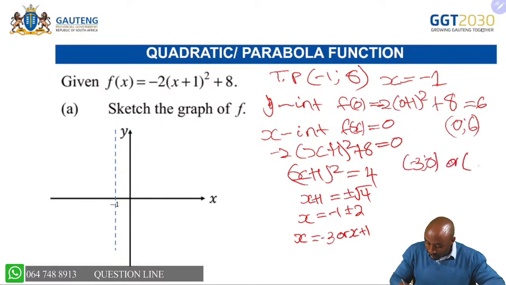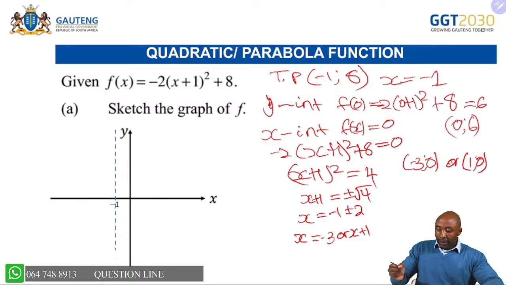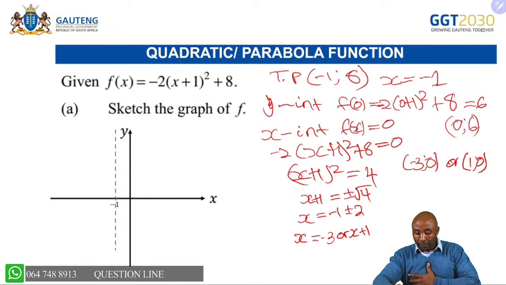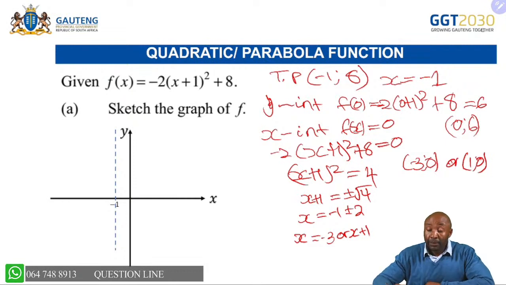And also we have our 1 and 0. Now, we have our x-intercept, we have our axis of symmetry, we also have our turning point. But there's one thing missing. How do we get the shape?